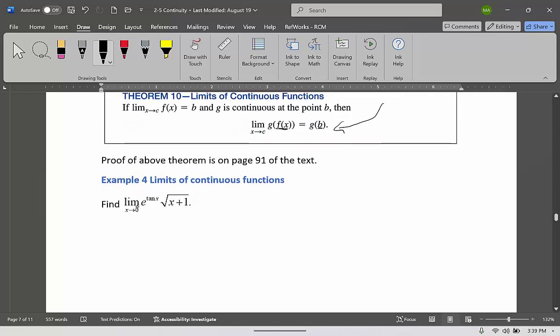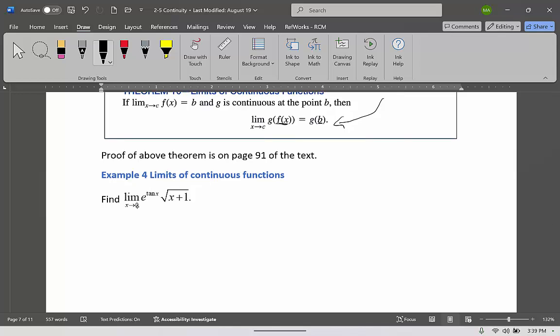Okay. Here's an example. It says find the limit as x approaches 0. Okay. And so basically we have a composite of continuous functions. E to the x is continuous. Tangent is continuous on its entire domain, which includes x equals 0. Okay. And the square root function is continuous on its domain. And so we basically have the composite of a bunch of continuous functions. So this should be continuous.